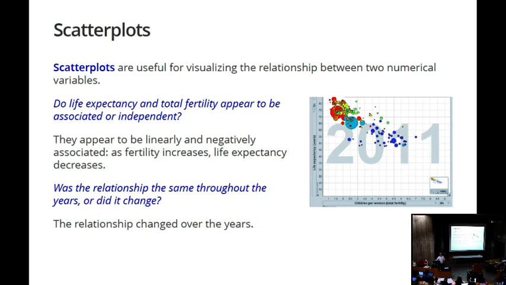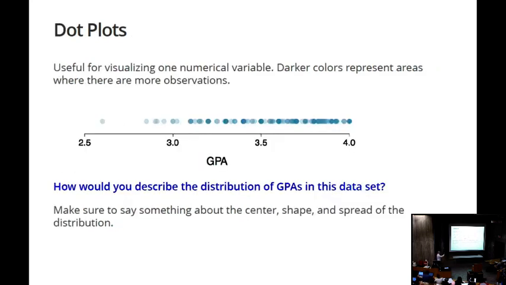We're seeing what's called a negative correlation. Because the higher you go in X, the lower you get in Y, and the lower you go in X, the higher you get in Y. So the relationship is approximately a straight line, negatively associated. As fertility increases, life expectancy decreases. The relationship did change over the years, but that's hard to show without seeing all of the plots. And actually, you can see this relationship changing basically with the push of female education across the globe.